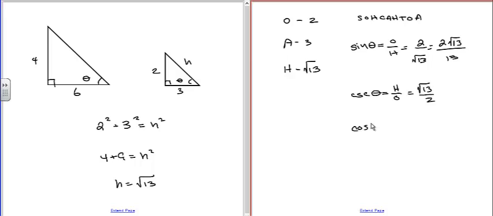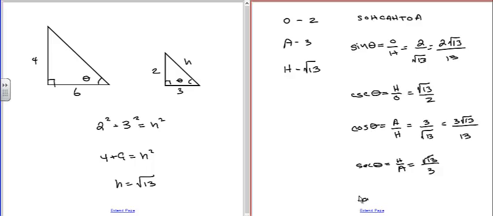Then you have the cosine of theta, which is the adjacent over the hypotenuse, and the adjacent is 3. The hypotenuse is the square root of 13. So again, you can multiply and divide by the square root of 13 to get that form. So we can do the secant of theta, that's the hypotenuse over the adjacent, and so you get the square root of 13 over 3. It's kind of like what we did in the previous section, except there we used x, y, and r. Here we use opposite, adjacent, and hypotenuse.